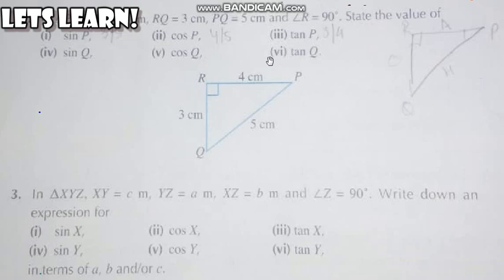So here we are having the question. In triangle PQR, PR is 4 centimeter. You guys remember what I was doing in the class, right? Fingers use करनी है. मैं अब अपना hand use करूँगी. PR is 4 centimeter. RQ is 3 centimeter. And PQ is 5 centimeter. Angle R is 90 degree. We have to state the value of sin P, sin Q, cos P, cos Q, tan P and tan Q.